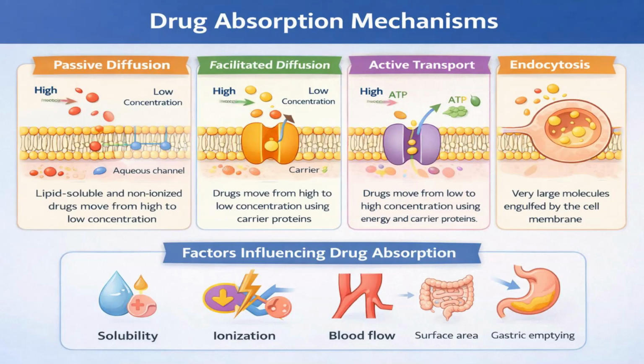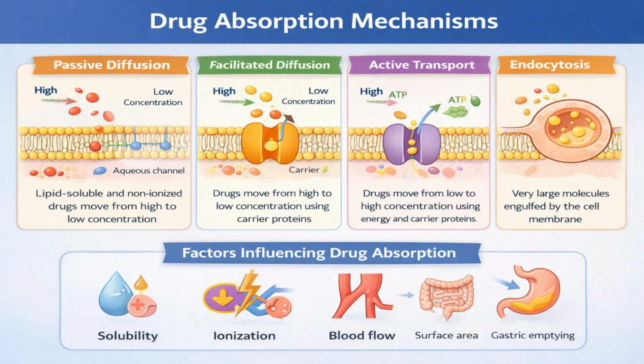Facilitated diffusion also moves drugs down a concentration gradient and does not require energy, but it uses carrier proteins. This process is saturable, meaning that once all carriers are occupied, absorption cannot increase further. Active transport requires energy and moves drugs against a concentration gradient, from low concentration to high concentration. Like facilitated diffusion, it is carrier-mediated and saturable. Endocytosis is used for very large molecules such as vitamin B12 and involves engulfment of the substance by the cell membrane.